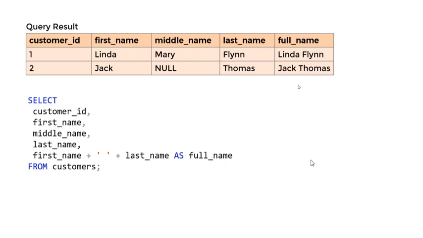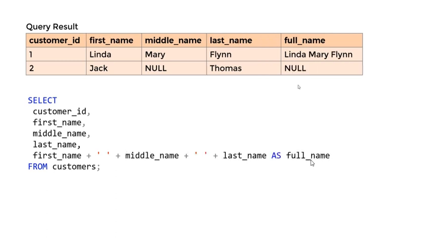Let's say now that we want to include the middle name in our expression. Let's see what happened when we try to add in the middle name. We have first name plus a single space plus middle name plus a single space plus last name as full name. But in the second row it gives null, because the middle name is null.